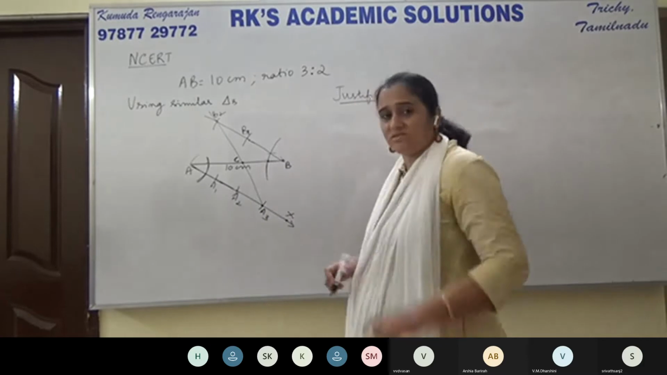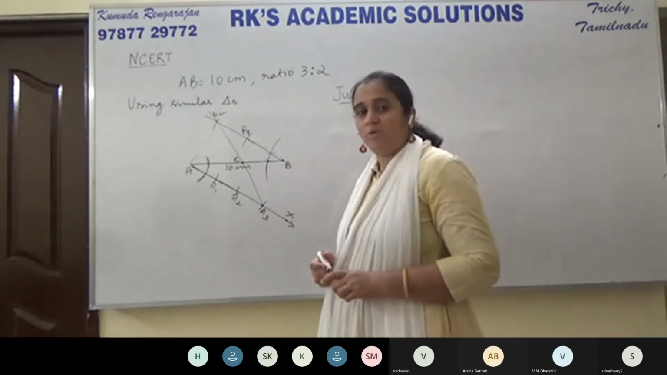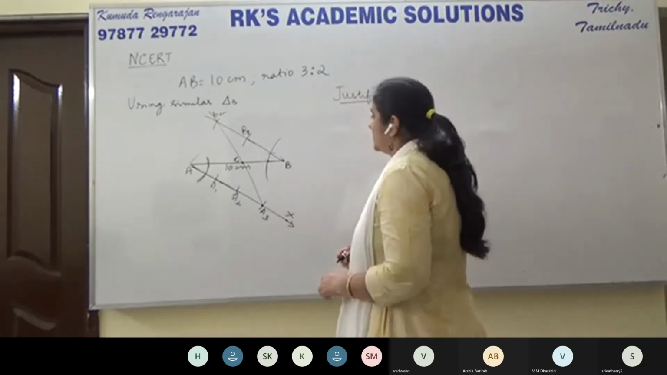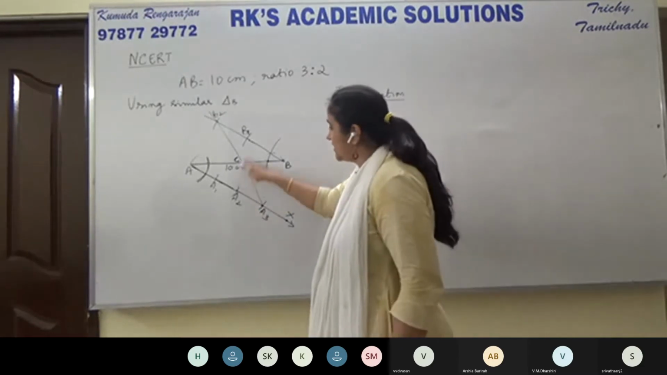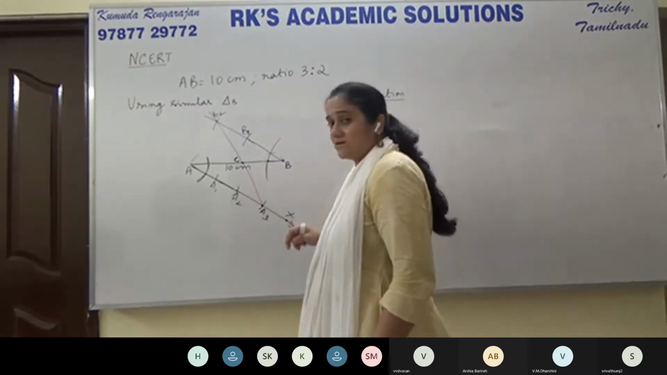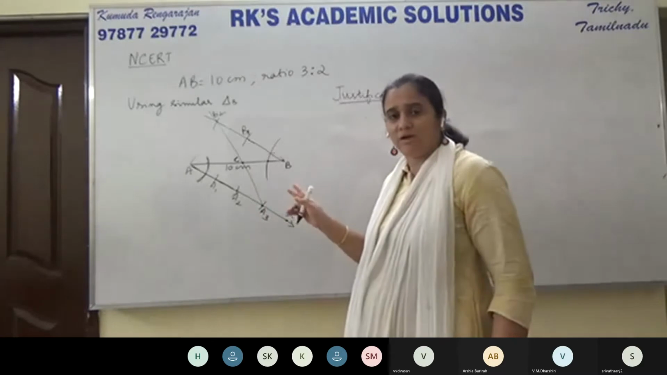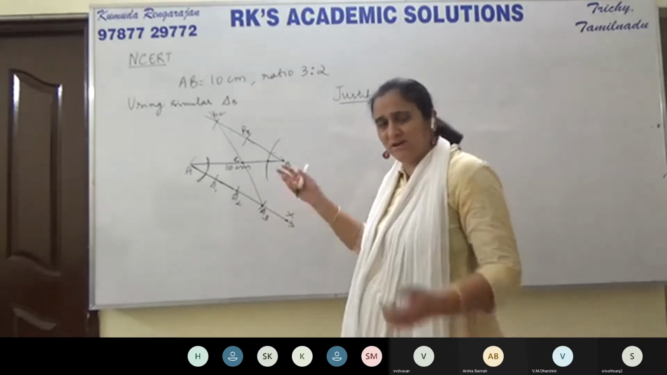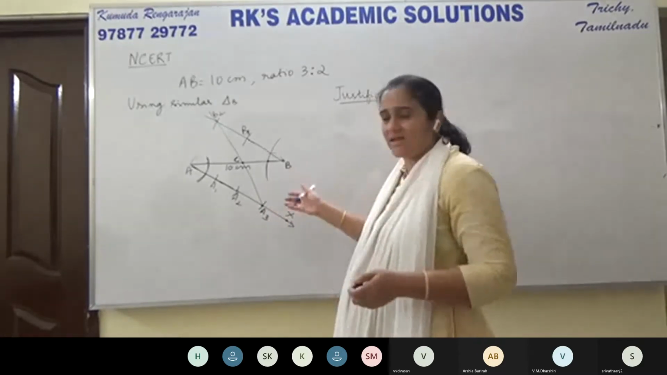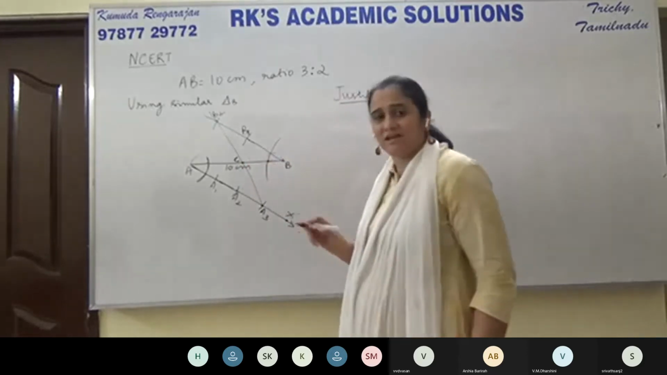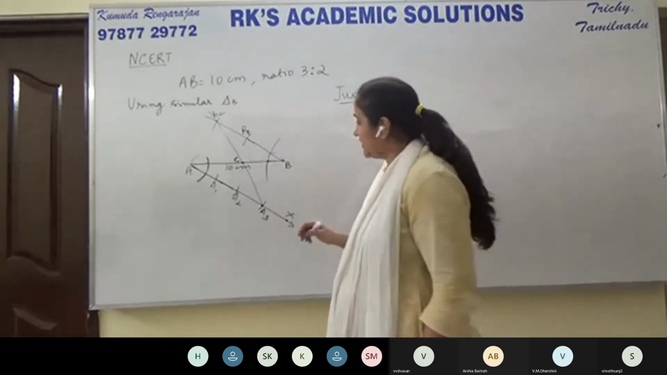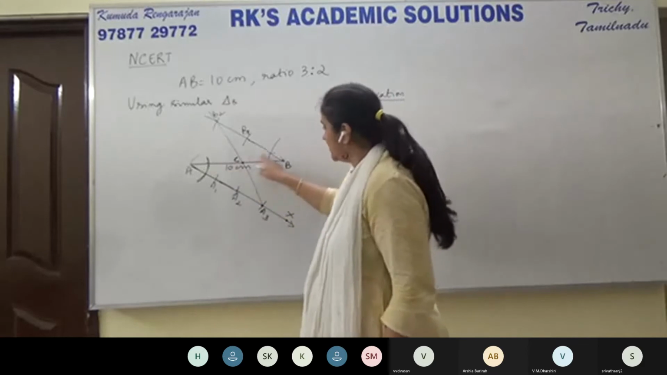So how does this construction work? Now, tell me, are these two triangles similar? We can make out at least two pairs of equal angles. In fact, we can show that all three angles are equal. Now see here, this angle is equal to this angle. Vertically opposite angles are equal. Then by construction, this angle is equal to this angle.